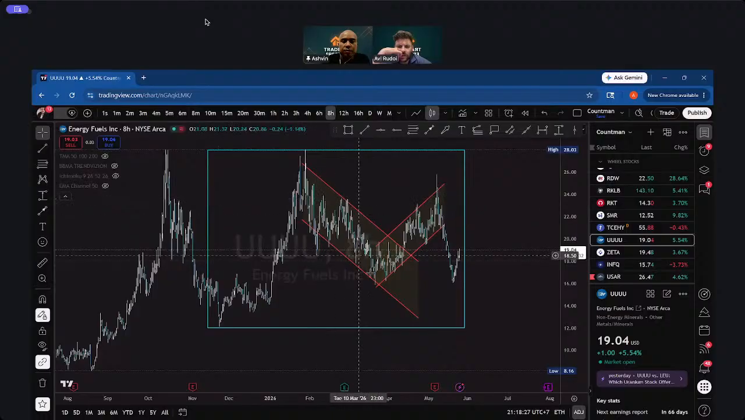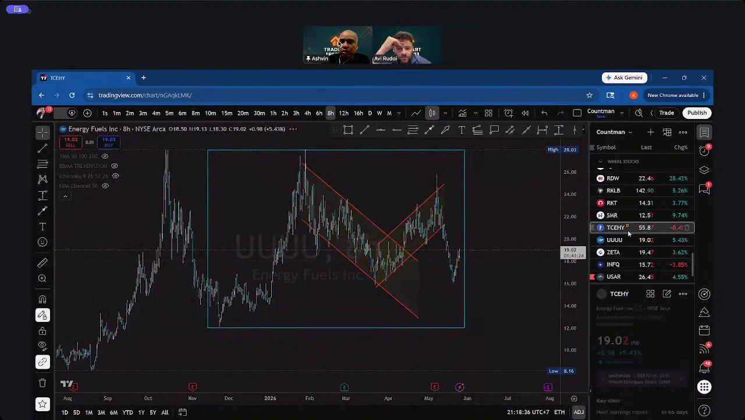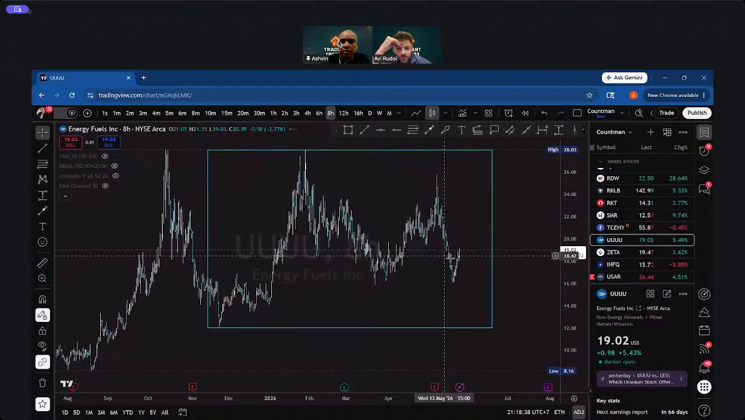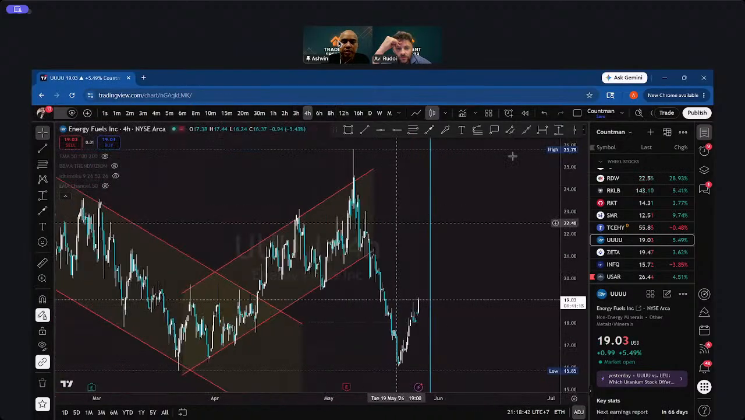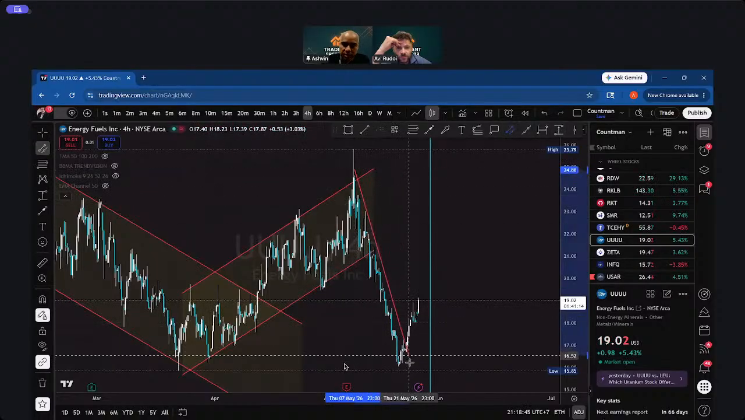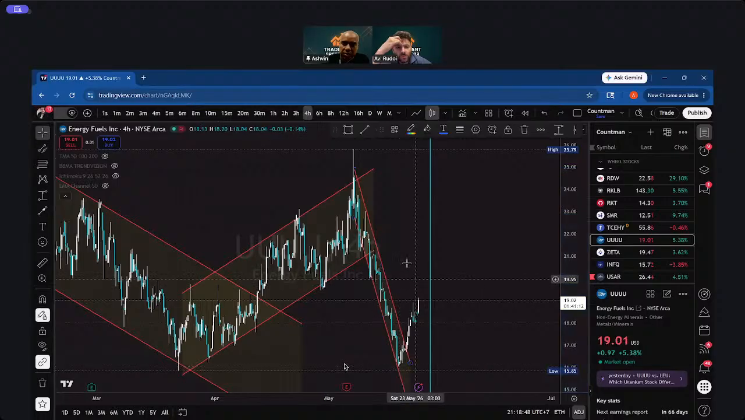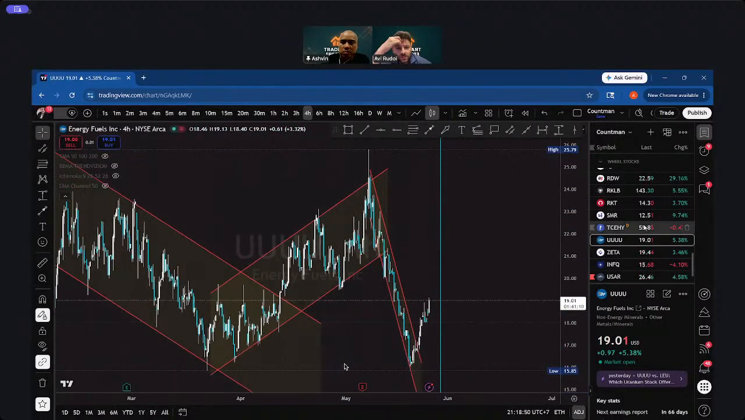Energy Fuels, channel against channel, broke the down channel. This is where we have to stay out of the way for a while. It needs to cool down first. Not to say we cannot get in, but once it breaks down like this, it's a bit more impulsive. It's still a channel, but a very, very sharp channel. Very good.